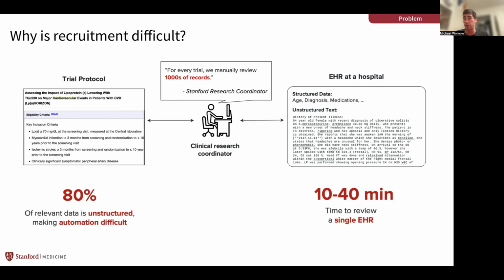And so if you actually look at the amount of time it takes per patient, it can range anywhere from 10 to 40 minutes to even I've seen quotes of an hour per patient for some complex cancer trials, just to check, does this one patient meet or not meet the eligibility criteria for this one trial, right? And so this is just an operational system that does not scale as it is today, but it's very hard to automate because a lot of the data is unstructured text.